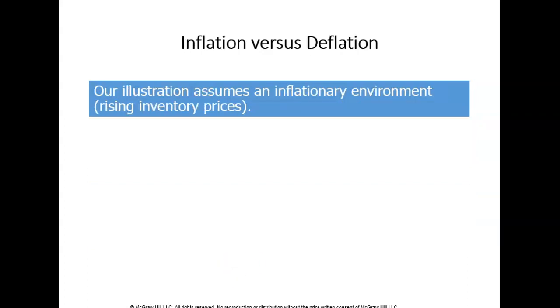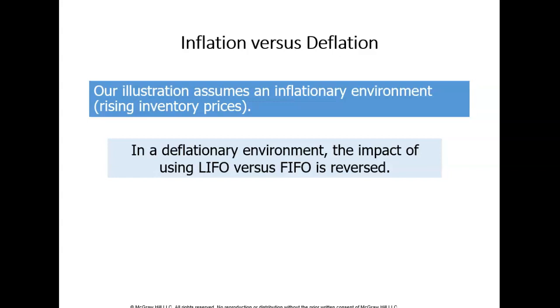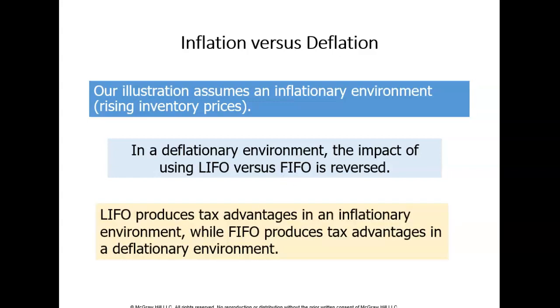Okay? So these illustrations assume an inflationary period, meaning that as time goes on, prices are actually going to be rising. Now, if by chance there was deflationary, meaning prices were going down, then the impact of the LIFO and FIFO would have been reversed. In terms of deflationary, then LIFO would have given you a higher gross margin, and FIFO would have been the one that would have given you a lower gross margin in terms of a deflationary period. Okay? So LIFO produces tax advantages in inflationary periods while FIFO will do the same in a deflationary environment.